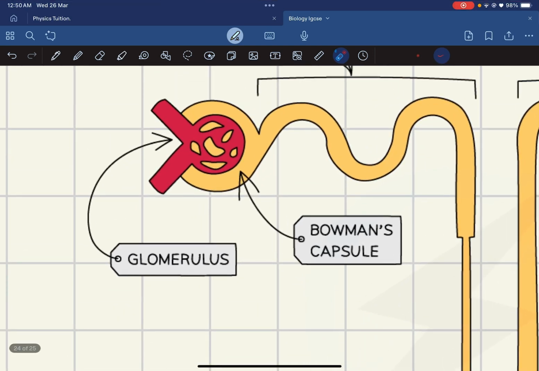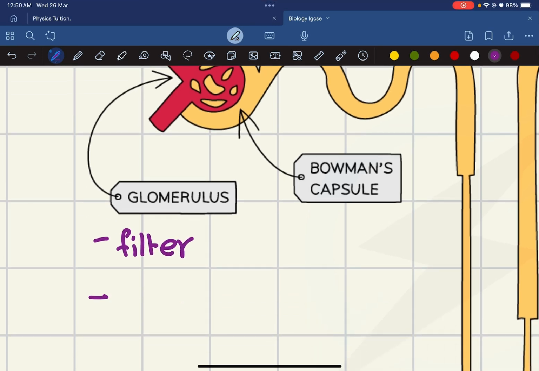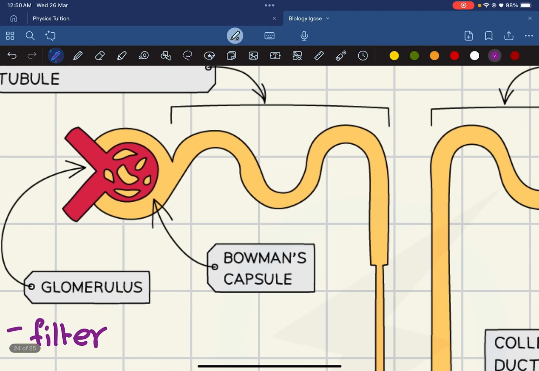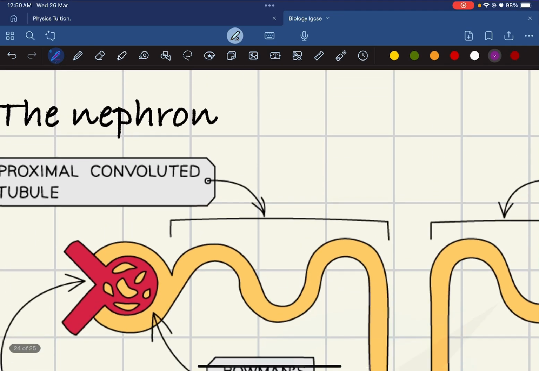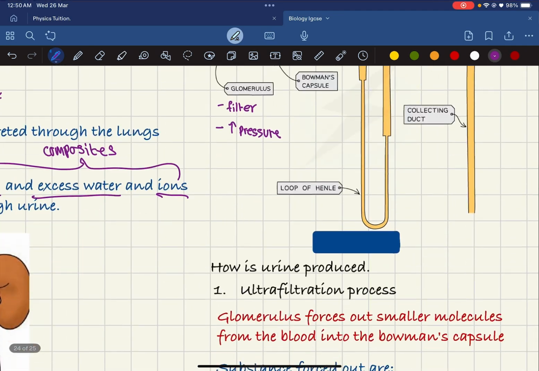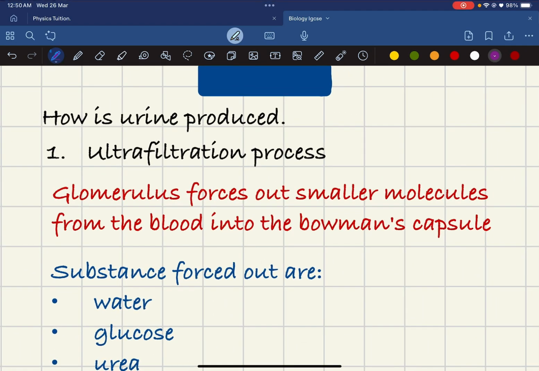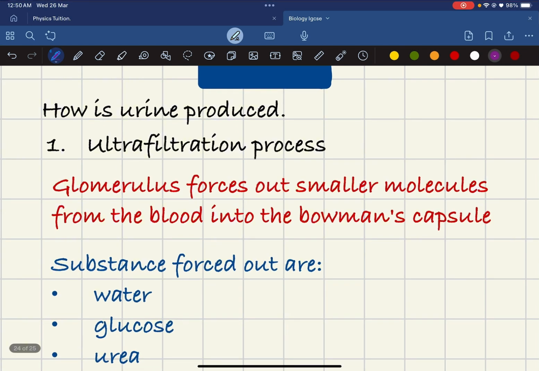Now looking into the glomerulus, you can think of the glomerulus as a filter, to make it easier to understand. And one more thing to remember about the glomerulus is that it has very high pressure. I will tell you the reason why later. And then over here you have your Bowman's capsule and all of these things. So let's look into how urine is produced.